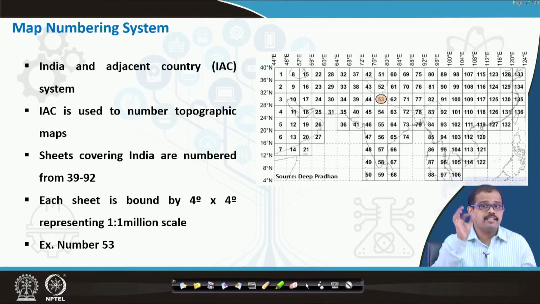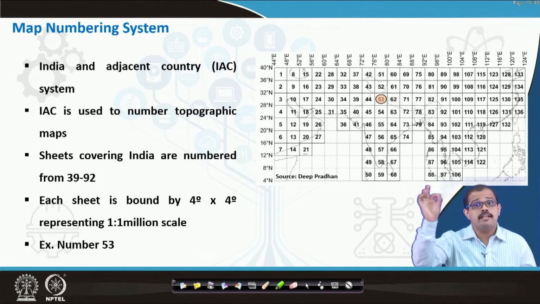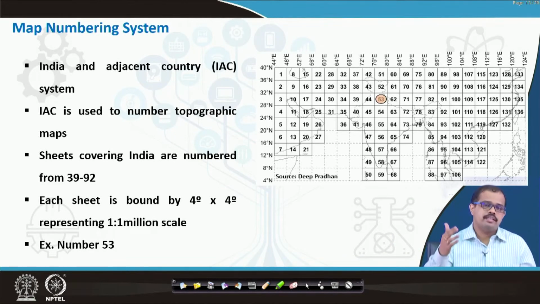When I say 1 is to 1 million, it is representing 1 unit on the map is equal to 1 million units on the ground. That million units can be kilometers, meters, whatever the way it is represented. So in this particular map we are trying to see, it is 1 is to 1 million kilometers on the ground. Okay, so now 1 is to 1 million is representing 1 unit on the map is to 1 million units on the ground.